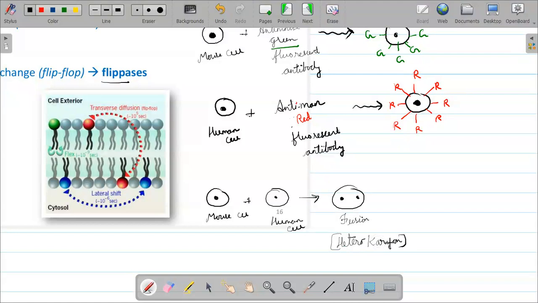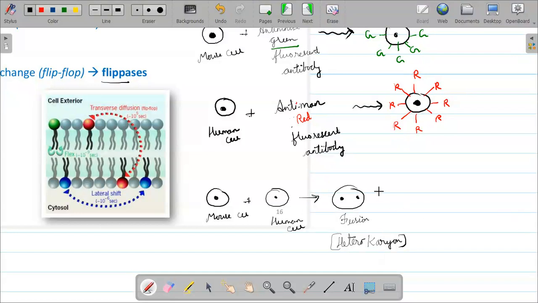Karyon means nucleus. So what do you mean by heterokaryon? Two or more nuclei. Yeah, two nuclei are joined in a single cell. That's called heterokaryon. Okay, so in a cell, two different nuclei are joined now.